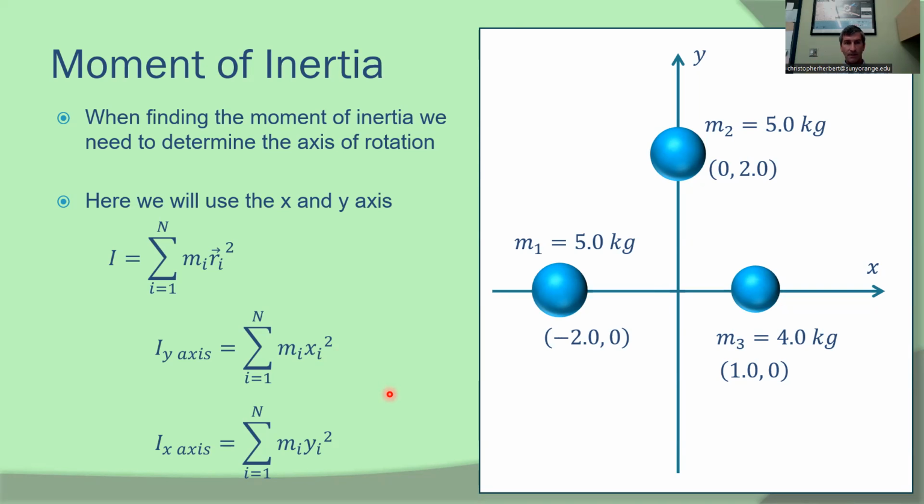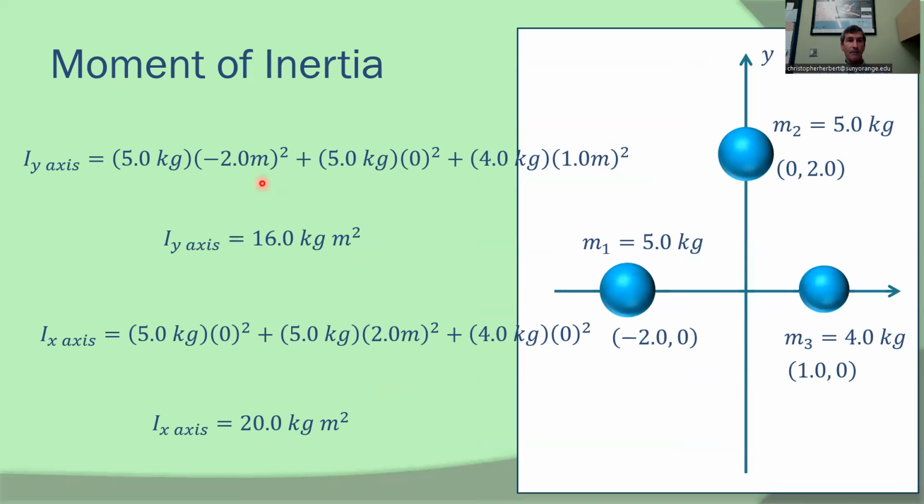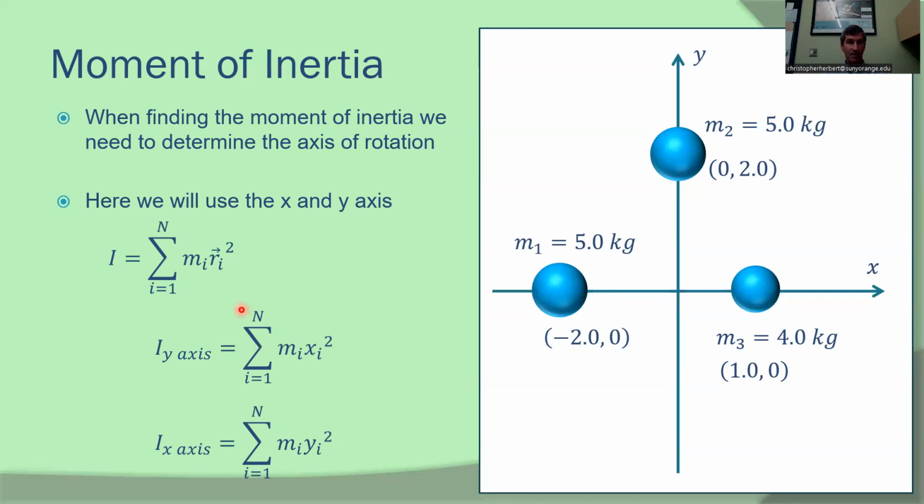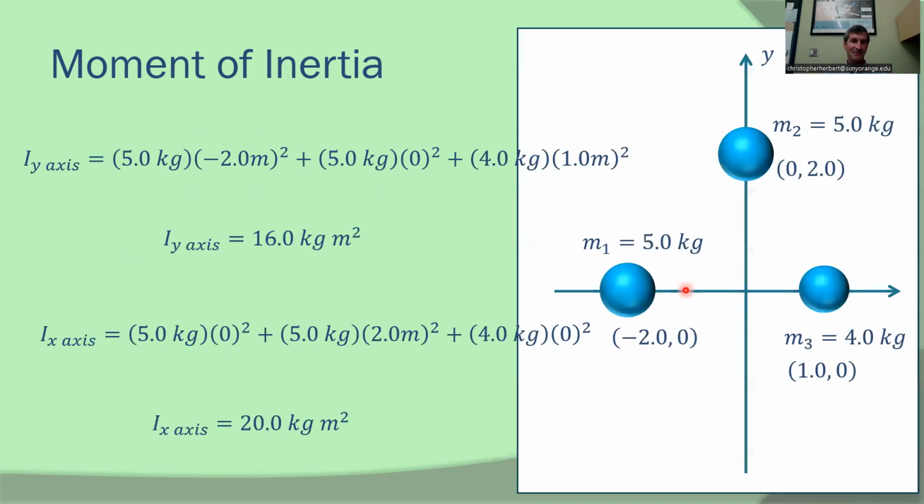So I go ahead and do this. I do it for the y-axis, which is actually my x distances squared. Notice that if I rotate on the y-axis, I'm concerned with how far these masses are from that axis that I'm rotating on. And for the x-axis, rotating this way, I'm concerned about how far the masses are here. So these 2 masses contribute to the y-axis moment of inertia. Only this mass will contribute to the x one. I make calculations simple for myself.